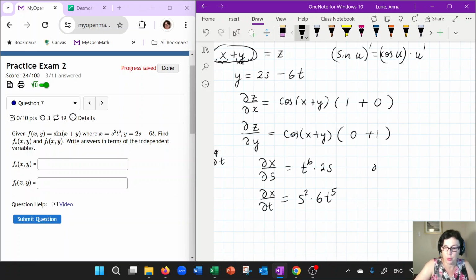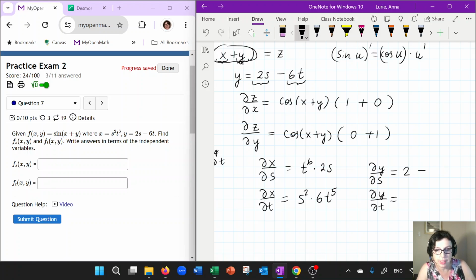Now let's take a look at y. So we want to find the derivative with respect to s and with respect to t. First, let's find with respect to s. Now, y has two terms that are subtracted. So we need to take the derivative of each separately. Derivative of 2s with respect to s is 2 minus derivative of 6t with respect to s, because 6t is just a number and it's added or subtracted, the number drops out. So it's not multiplied, we don't keep it, we drop it.